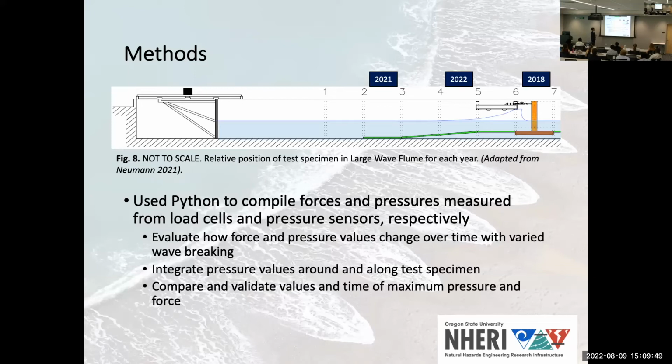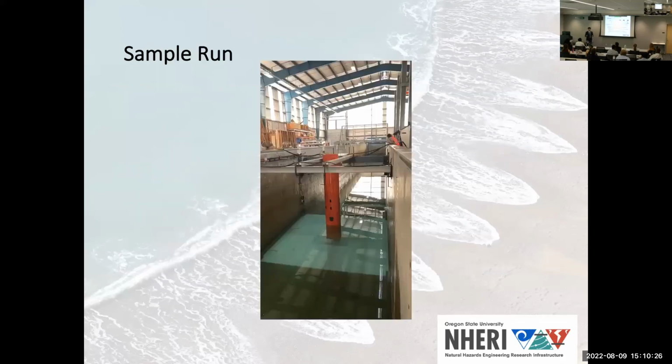After we ran these experiments, we used Python to compile the forces and pressures measured from the load cells and the pressure sensors. To answer that first question about how the pressures vary with the changing locations, we're going to evaluate how those force and pressure values change over time with the varied wave breaking. Again, that's just to manipulate those variables to give us different cases. And for that second question, comparing the integration versus measured pressure or measured force, we're going to integrate those pressure values, using P times A, around and along the test specimen, and then compare that to the maximum pressure and the time series of the force on the numerical model.